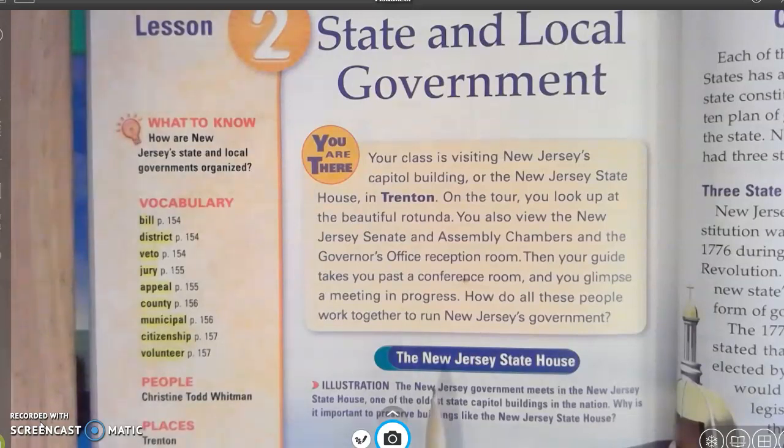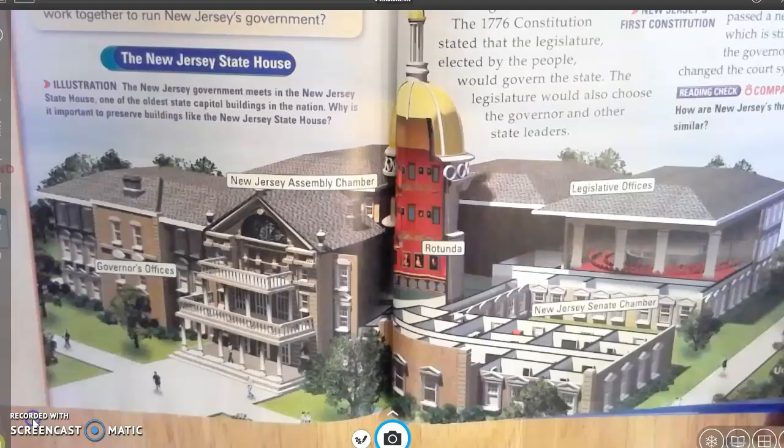And then in a second, I'm going to show you a picture of the State House. Actually, not a picture, it's a diagram because it shows us parts of the outside and the inside, which are pretty cool. So the illustration, the caption, is: the New Jersey government meets in the New Jersey State House, one of the oldest state capitol buildings in the nation. Why is it important to preserve buildings like the New Jersey State House? So let's take a look at that diagram.